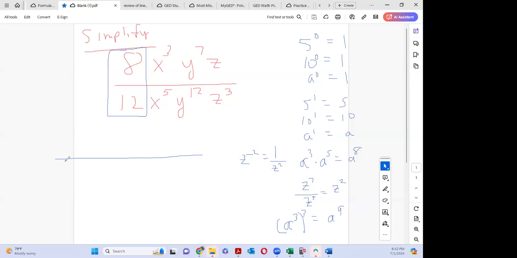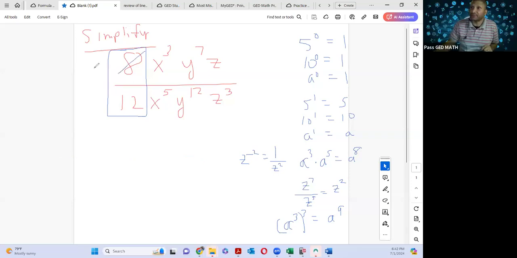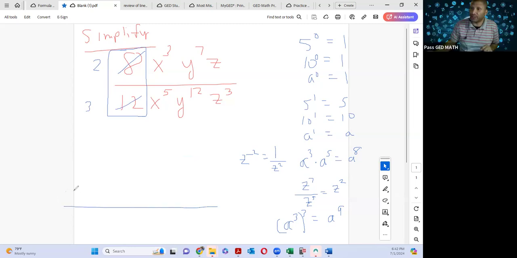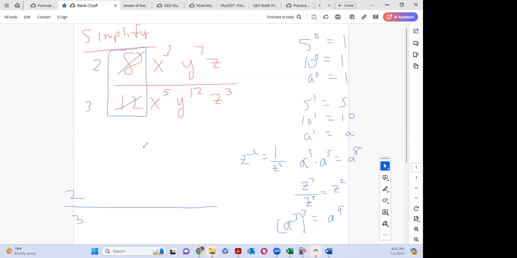4. So 4 goes into 8 how many times? 2 times. How many times does 4 go into 12? 3. So I'm gonna put the answer down here. We got a 2 on the top and a 3 on the bottom. Does everybody understand that first step? Okay. Now I'm gonna go to the second step.